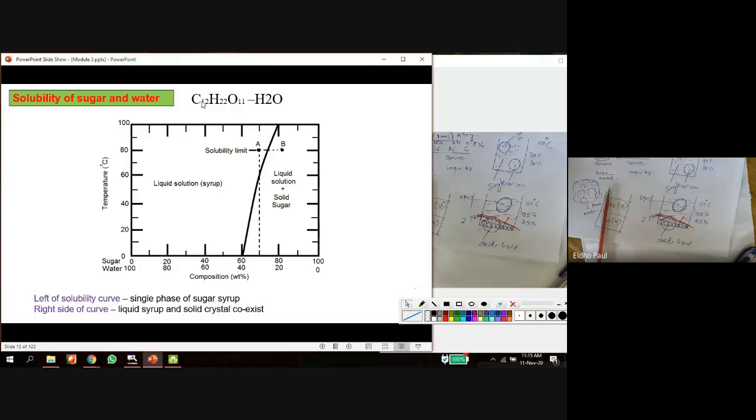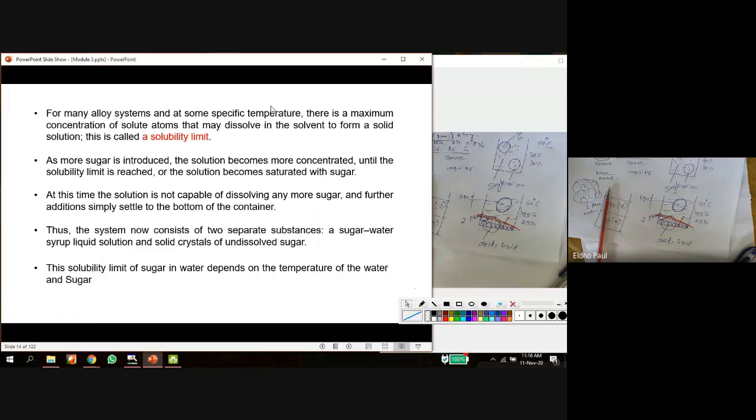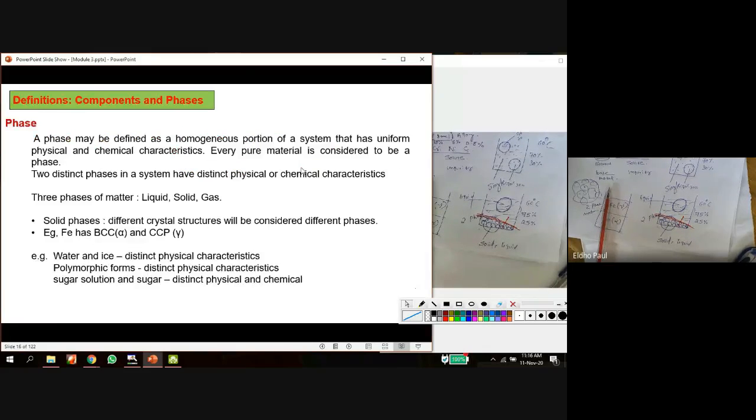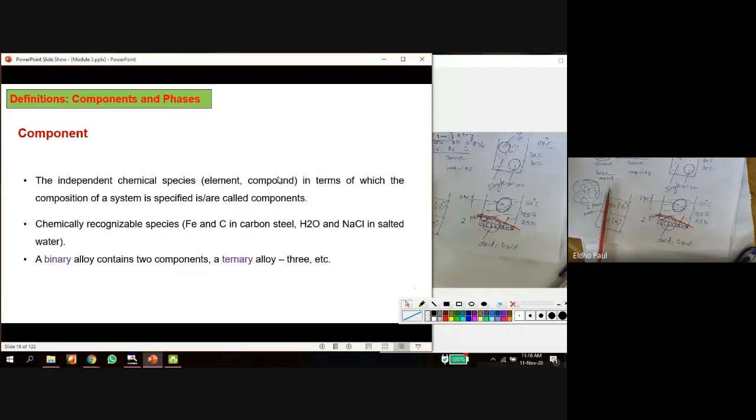So we can consider sugar as a component and water as a component. And in the case of steel, we can consider iron as a component. That is an element, not a compound, but we can consider an element also as a component. So we can consider both an element as well as a compound as a component, as a solute and a solvent. Chemically recognizable species like Fe and C in carbon steel can be considered as components.